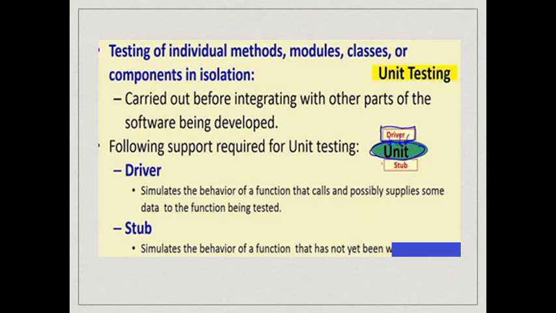Since we are testing the unit in isolation, we need to write two small pieces of code. The driver is the one which will call the unit and supply the necessary data, and the stubs are dummy functions which the unit will call. So the driver and stub are software written during unit testing. The tester has to write this code. The driver simulates the behavior of the function that should call the unit and also supplies the test data. The stubs, on the other hand, are the functions that need to be called by the unit.